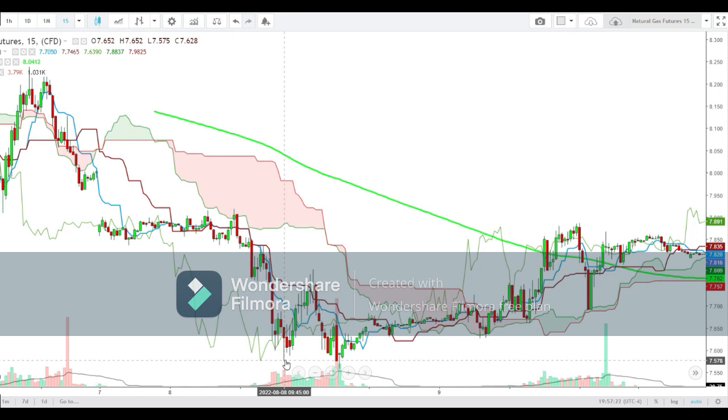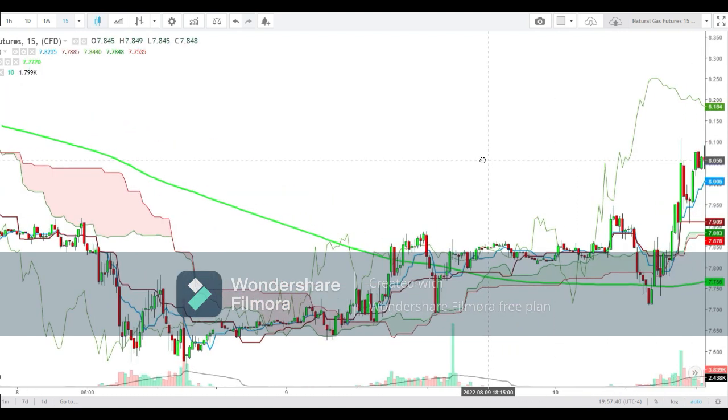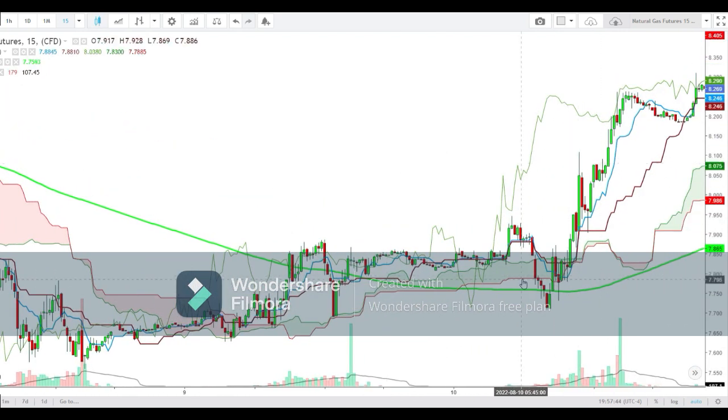But here you can see how the natural gas futures found a base here and finally started an uptrend since August 8th, and here you can see how the natural gas futures continued this rally after sustaining well above the 200 days moving average in a 15-minute time frame here. Finally, the natural gas futures found a bumpy move from the levels of $7.711 on August 10th, and here you can see how the natural gas futures found a steep upward move up to the levels of $8.249.